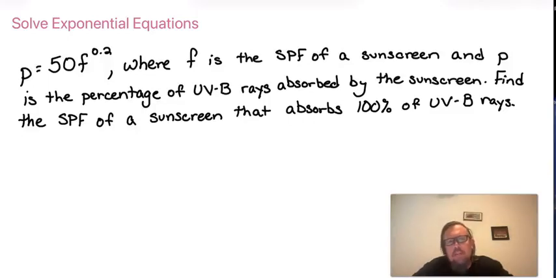P equals 50F to the 0.2 power, where F is the SPF of a sunscreen and P is the percentage of UVB rays absorbed by the sunscreen. Find the SPF of a sunscreen that absorbs 100% of UVB rays.